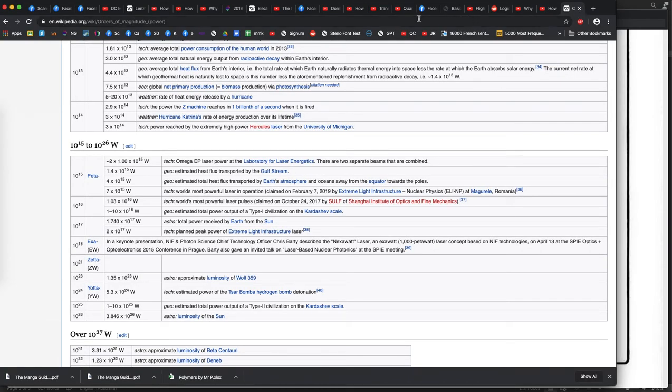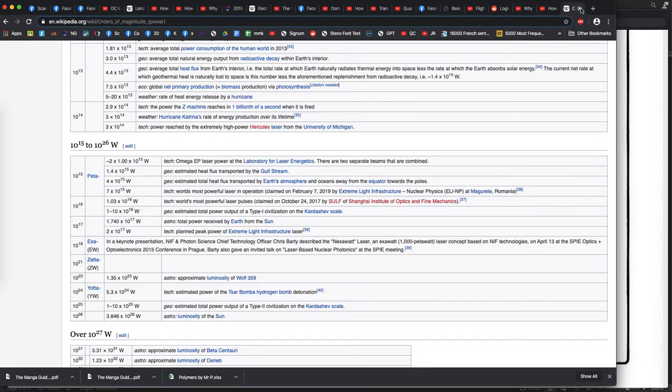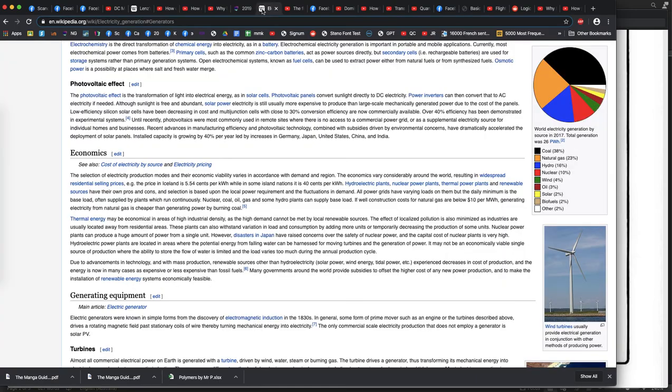Okay, so if we go back to that post, electrical consumption is in petawatts. So how many? It was 26 petawatts. Okay, we can see that a big chunk of it is made out of coal. Another big chunk of it is made out of natural gas. And so they're both made from fossil fuels. Fossil fuels are made from dead trees, right?